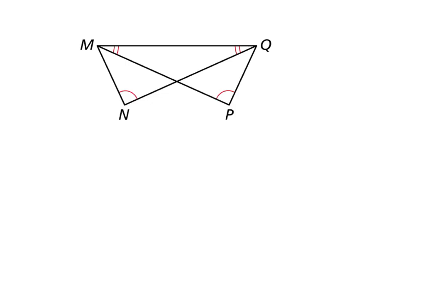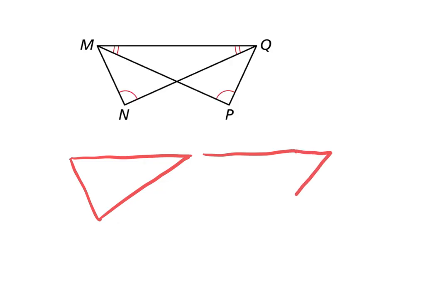Okay, on this one here, I think it might help to redraw the two triangles that we're looking at. The bad thing about doing that is that sometimes your picture may not look exactly like it is. Try to draw it as close as you possibly can. Now, this one is MNQ, and this one is MQP.